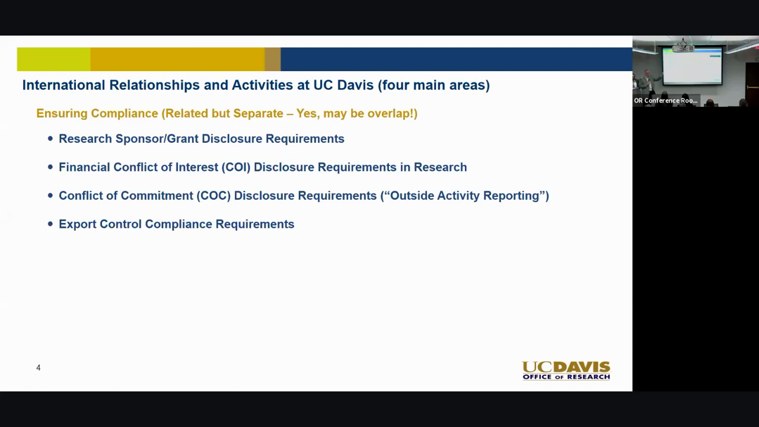The contracts and grants requirements: other support, current pending support, foreign component. The COI requirements, NIH particularly, and NSF, in terms of reporting outside activities which may constitute a conflict of interest. The separate conflict of commitment, which is reporting outside activities through your department channels, and then more generally, export control compliance. Yes, maybe overlap, those are my words. There is overlap in some of the information that has to be disclosed.